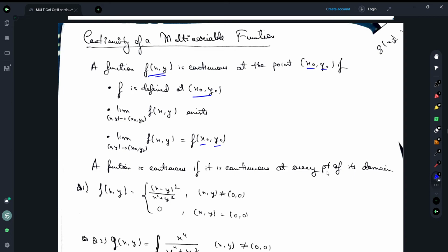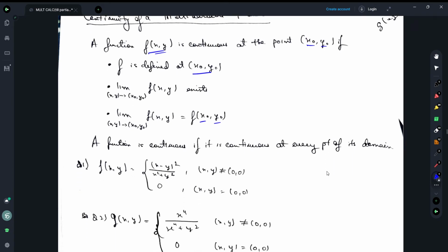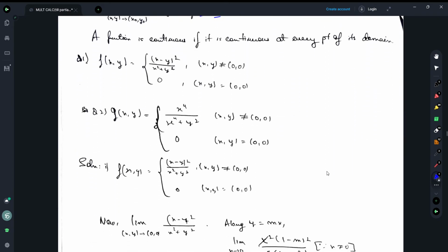Now, when is a function said to be continuous in a given interval? A function is continuous if it is continuous at every point of its domain. Then we can say in its complete domain the function is completely continuous. Okay, continuity at a point and continuity in an interval obviously differ. A function is said to be completely continuous if it is continuous at every point of its domain. Clear? Okay. Now suppose we are given these two examples.